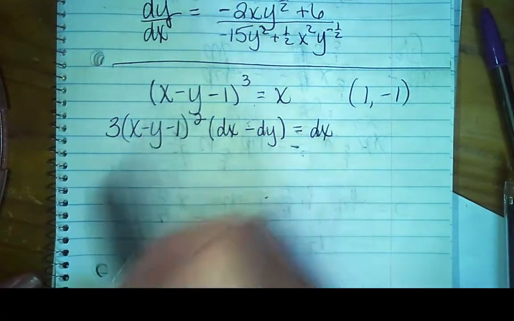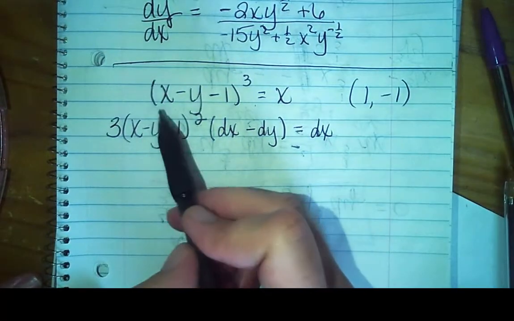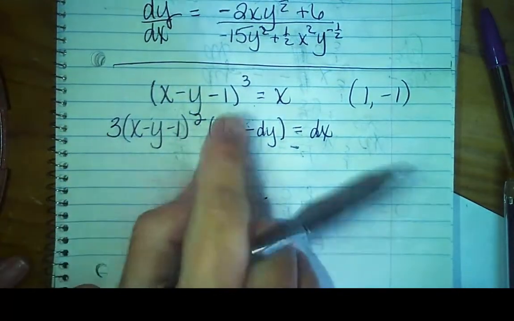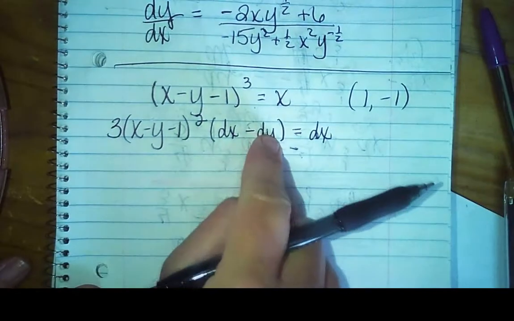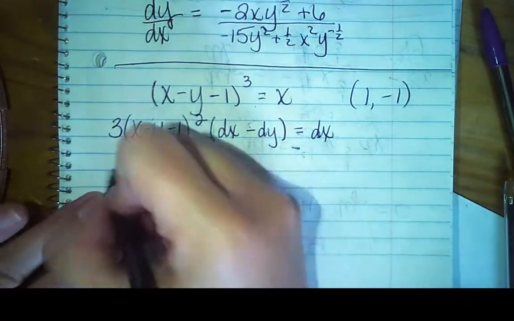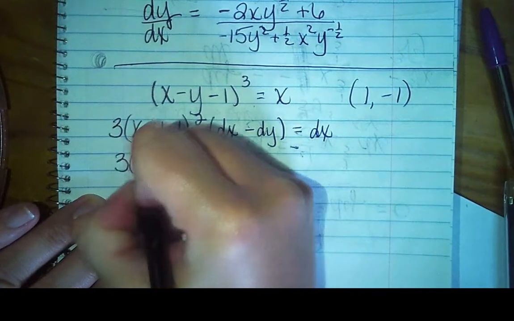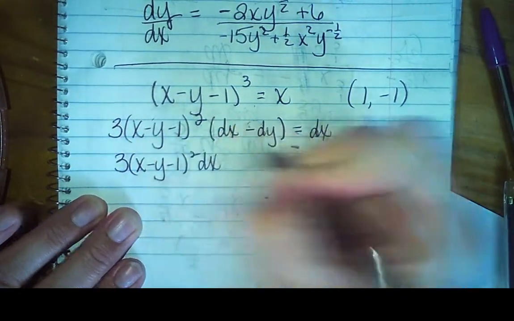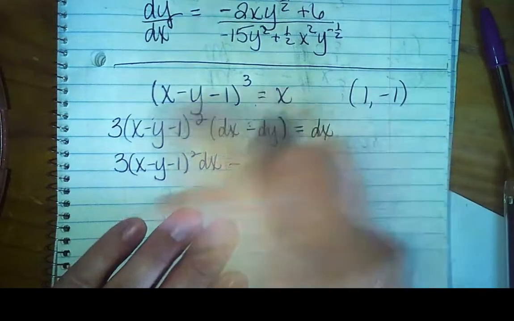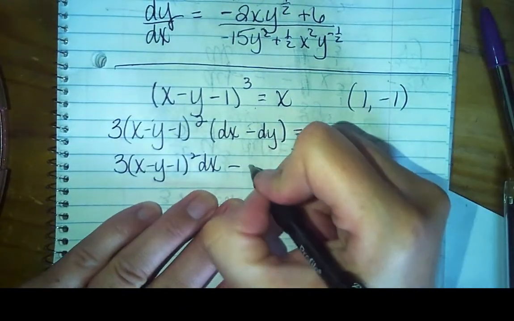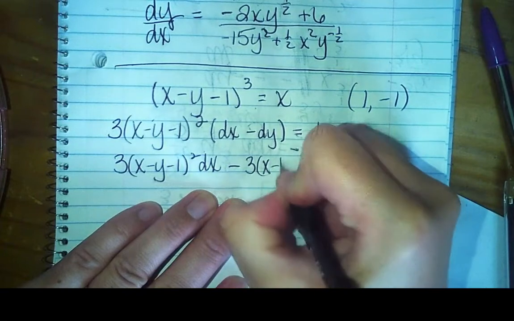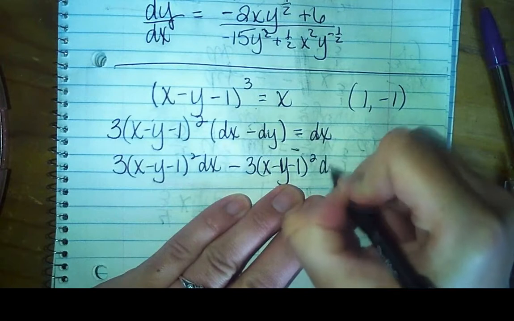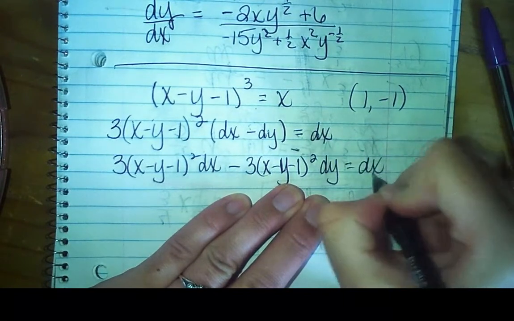inside parentheses. So just like we did a few exercises ago, we're going to have to multiply this thing out. So I'm going to take this chunk times dx and this chunk times dy. So that's going to give me a 3 times (x minus y minus 1) squared dx minus, and then take it times your dy. So 3 times (x minus y minus 1) squared dy equals dx.